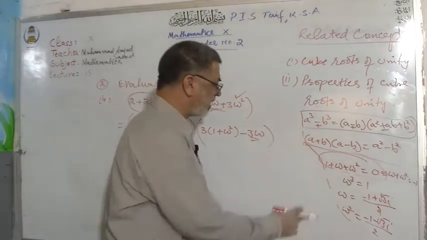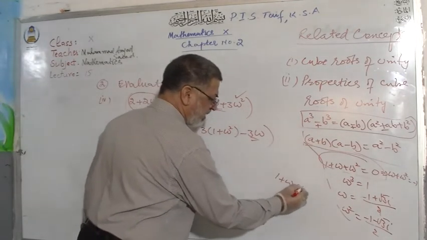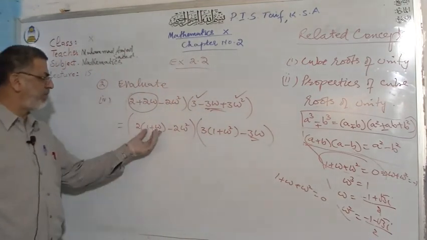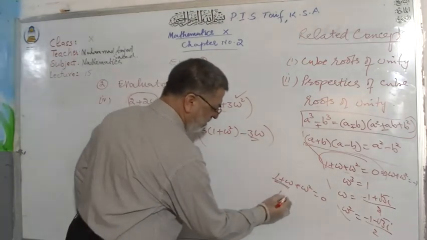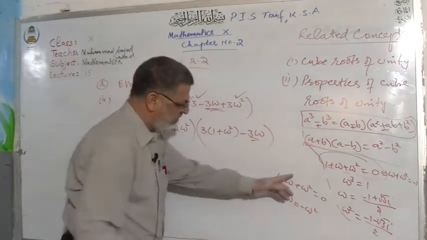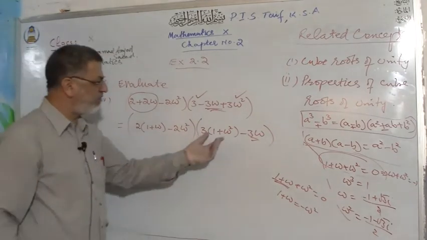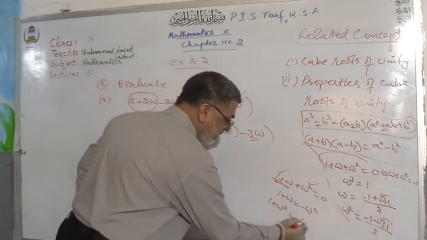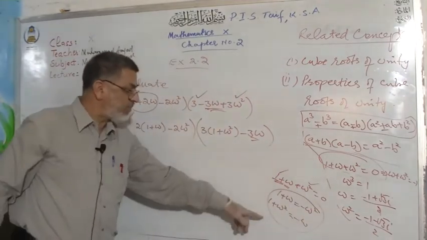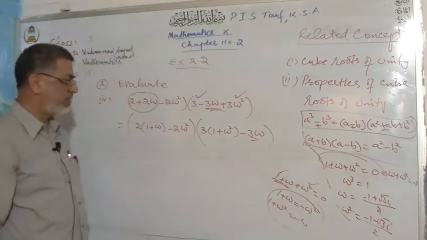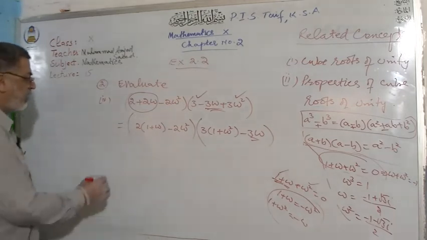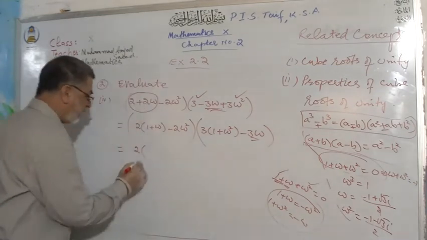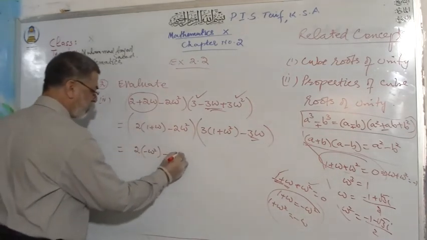And dear students, look at this result. 1 plus omega plus omega square is equal to 0. If you want to find the value of 1 plus omega, bring omega square on the other side. And if you want to find 1 plus omega square value, bring omega on the other side. So these are the substitutions taken from this sum of cube roots of unity is equal to 0. So instead of 1 plus omega, we will apply minus omega square.